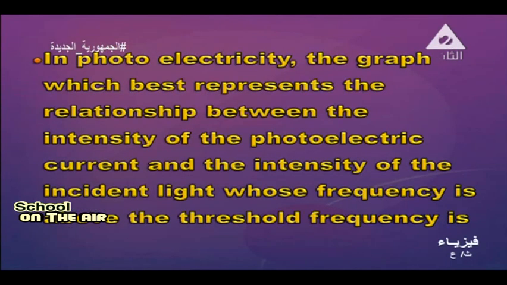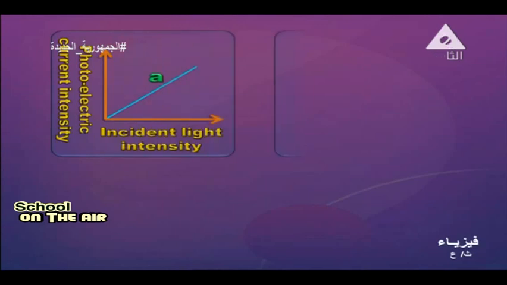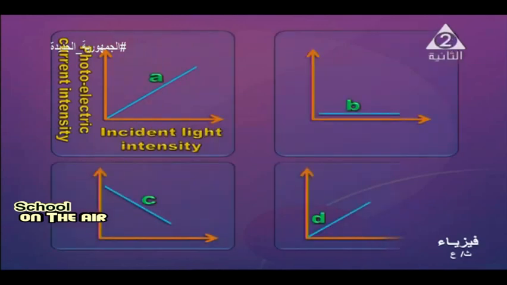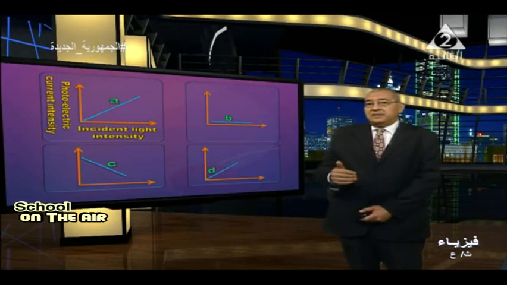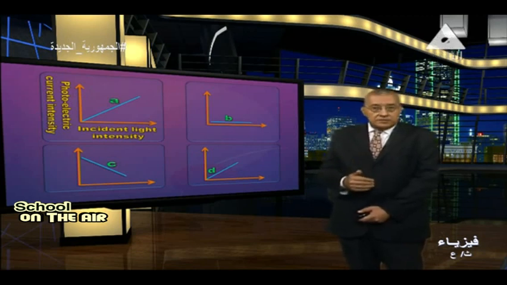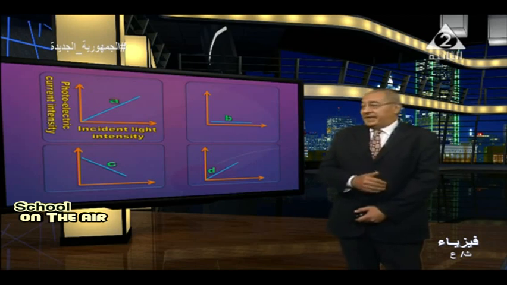Another choice. In photoelectricity, the graph which best represents the relationship between intensity of the photoelectric current and intensity of incident radiation, but now the frequency is above the threshold, so we've got a direct relation. Is it A, B, C, or D? As long as the frequency is above the threshold, as the intensity of incident radiation increases, the intensity of photoelectrons also increases. So it must be A.